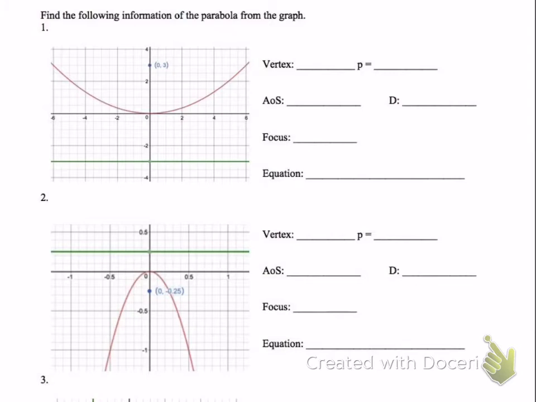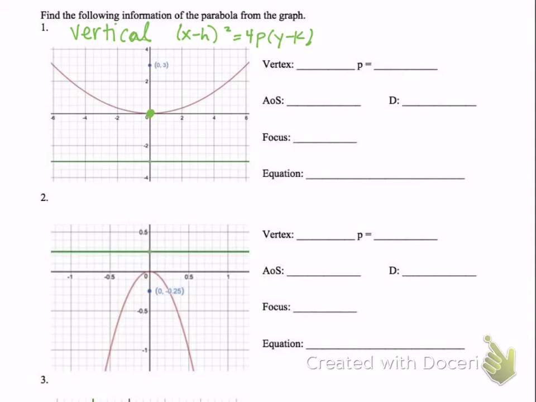Okay, so let's look at number 1. First, let's decide what type of parabola it is. Is it an x squared or is it a y squared? So is it horizontal or vertical? It's an x squared because it is vertical. So since it is vertical, the equation is going to match the one that is x minus h squared equals 4p times y minus k. So things that I can fill in based off of this graph: I can go ahead and know what the vertex is because it is at the point where it opens up.